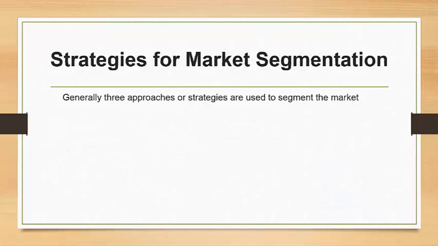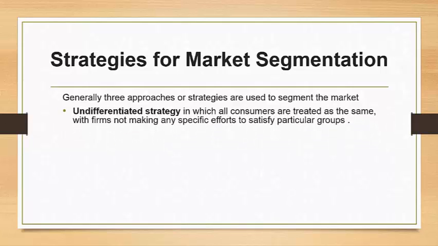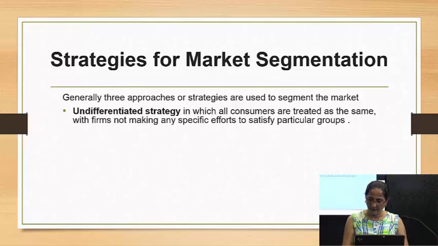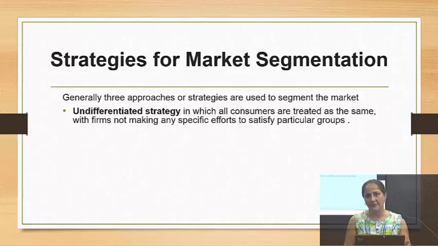Now, generally, there are three approaches or strategies that are used to segment the market. The first one is the undifferentiated strategy, in which all consumers are treated the same, with firms not making any specific effort to satisfy a particular group. This works in scenarios where the product is a standard one and where one competitor really cannot offer much that another cannot. Usually it's the case for commodities, for example toothpaste, soaps, shampoos. Broadly speaking, they are catering to that big chunk of population. So for that particular product or commodity, we do not have to come up with specific strategies because these are products of our day-to-day use.